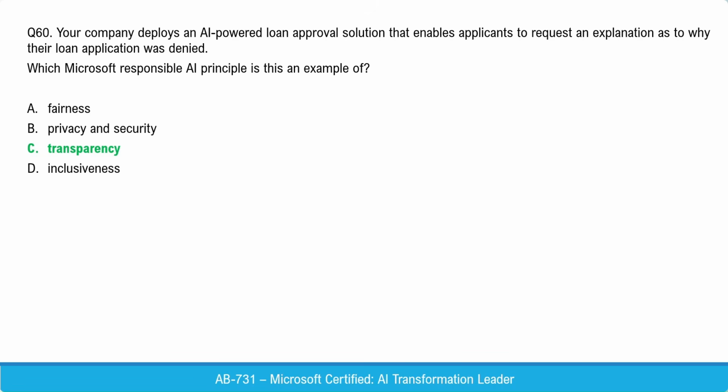This is critical not only for user trust, but also for regulatory compliance, especially in financial services where decisions must be explainable. Looking at other options, fairness is about avoiding bias and discrimination, but it does not focus on explaining decisions. Privacy and security deal with protecting user data, not explaining outcomes. And inclusiveness ensures accessibility, not explainability. So, whenever you see a scenario where the system explains its decisions to users, you should immediately think of transparency. That's why the correct answer is option C.